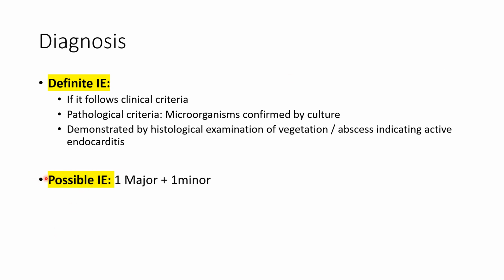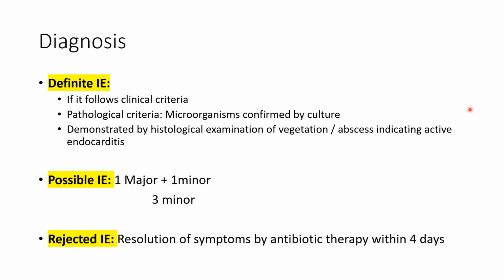Sometimes it is a possible infective endocarditis, where the patient has only one major plus one minor, or three minor criteria findings positive. Then it is a possible infective endocarditis. Or sometimes only three minor criteria are present, there's no major, blood cultures are coming negative, echocardiography is also normal, but my patient is having fever, he can have some Janeway lesions, and some Osler nodes, then it's a possible case of infective endocarditis.